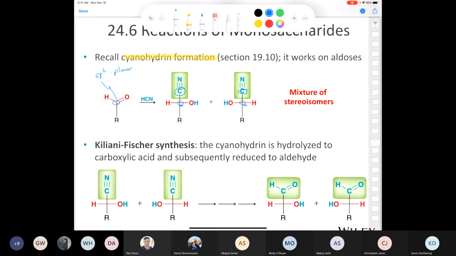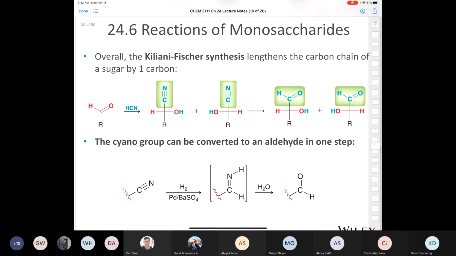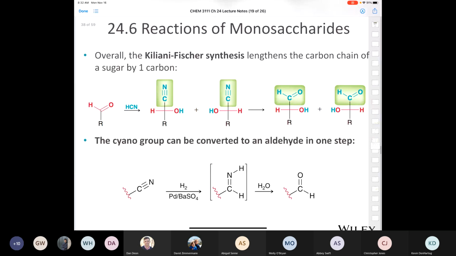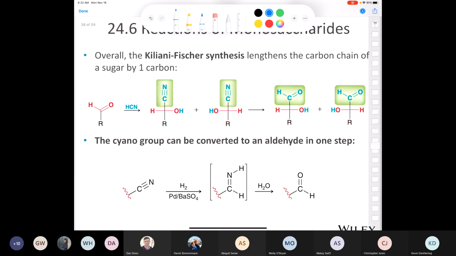In the Killiani-Fischer synthesis, the cyanohydrin is hydrolyzed to a carboxylic acid, and then it's subsequently reduced to an aldehyde. Now, that's the old way, okay? Now we have a better way of doing it. I haven't even looked at the old version in a long time, but I know it's a few steps. You take that all the way to a carboxylic acid, and then you reduce that to an aldehyde. But nowadays we have a more modern method, but we still call it the Killiani-Fischer synthesis, and it's a two-step procedure.